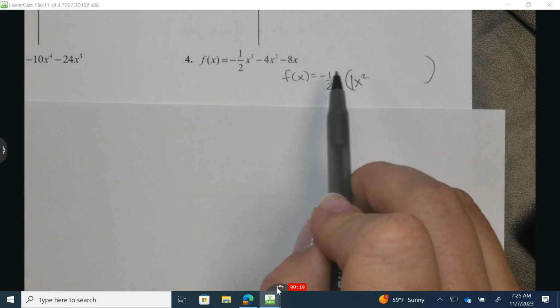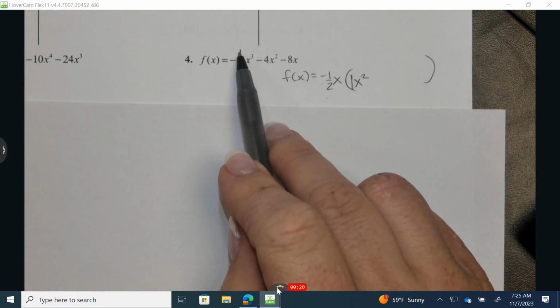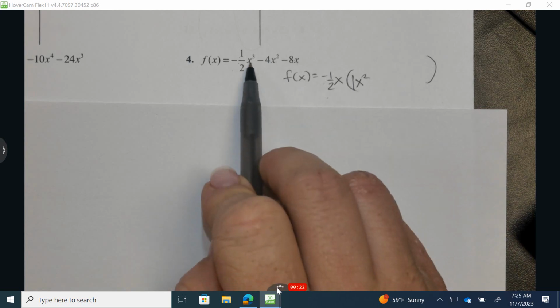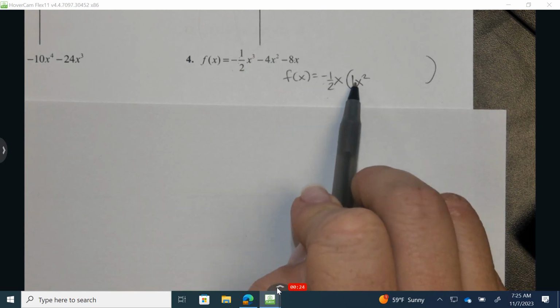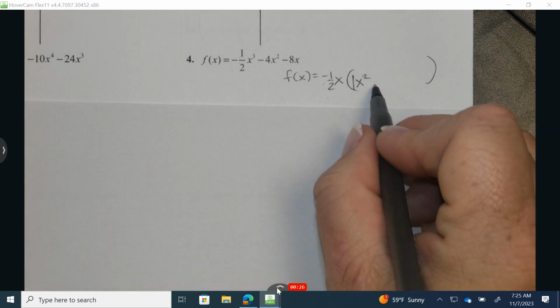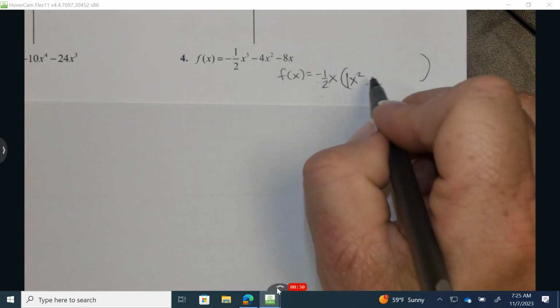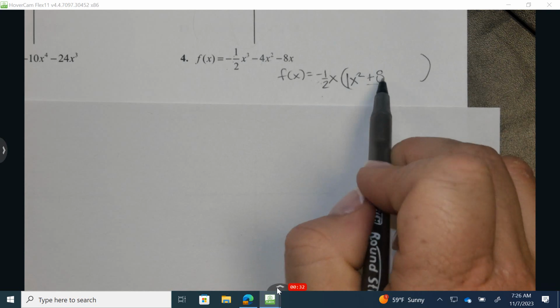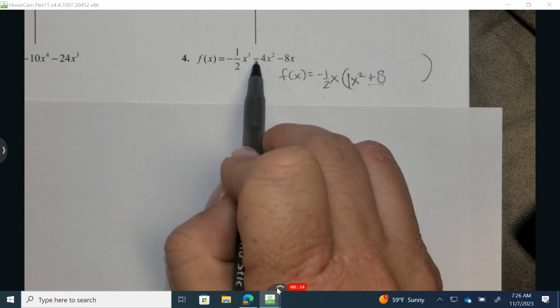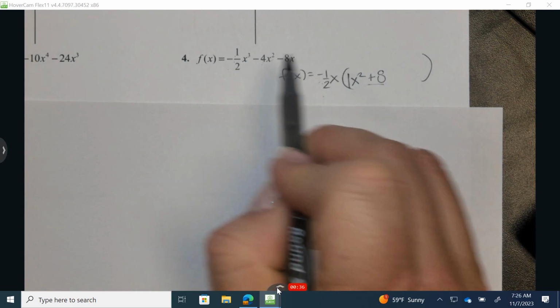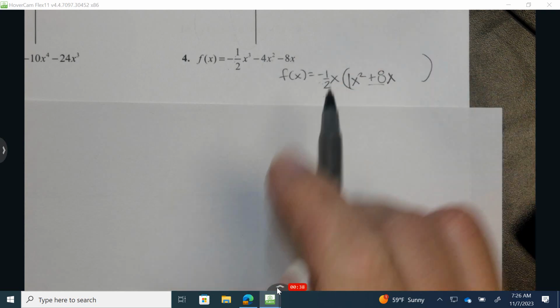So what value times negative 1/2 equals negative 1/2? That would be 1. I need a total of 3 x's. I only have 1. I have 2 more. What value times negative 1/2 gives you a negative 4? Positive 8 times negative 1/2 is negative 4. I need 2 x's, I only have 1.